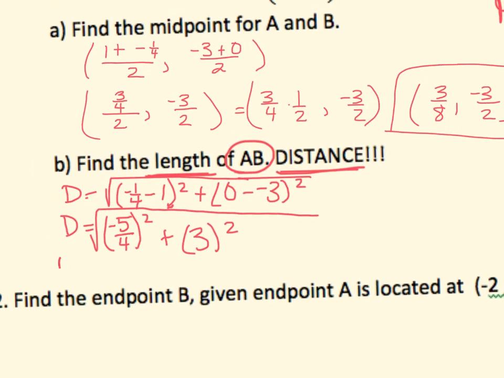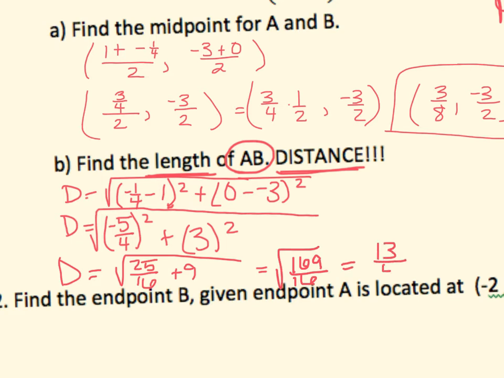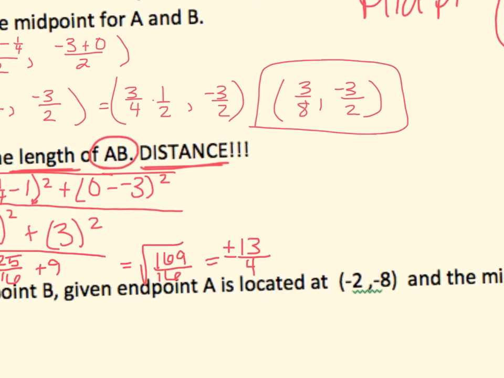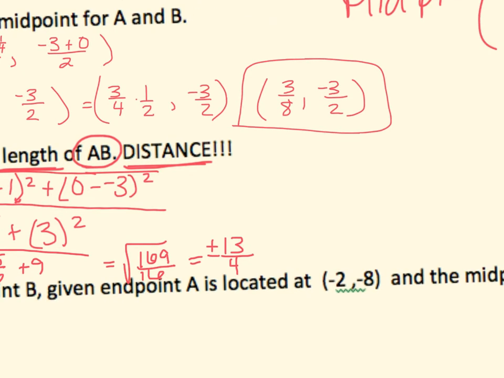Continuing to simplify, I'll have the square root of 25 over 16 plus 9. And when you get a common denominator and add those, you're going to get 169 over 16. And we still have a square root. And when you square root the top, you're going to get 13. And when you square root the denominator, you're going to get 4. So remember, when you do the square root of a number, it's always plus or minus. But for this one in particular, when you're finding the distance here, the negative doesn't make sense. So we kind of ignore that negative and say the distance just equals 13 over 4.